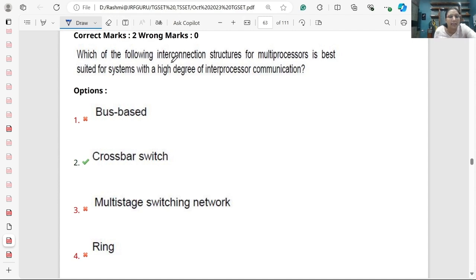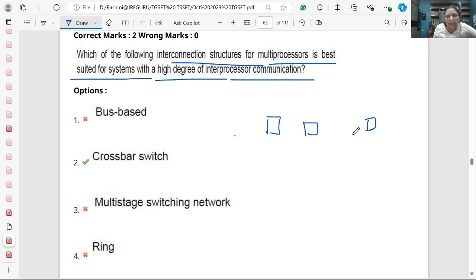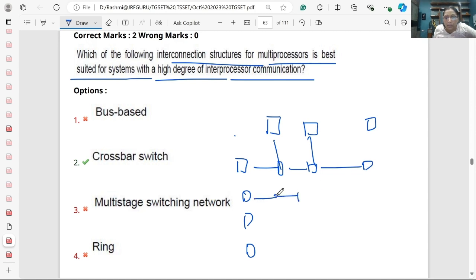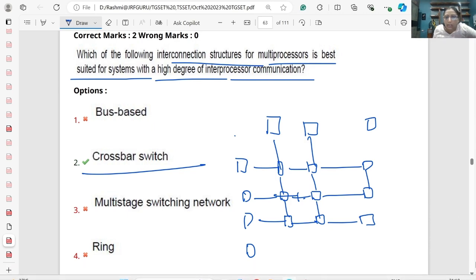Which of the following interconnection structures for microprocessors is best suited for a system with a high degree of inter-process communication? Here we want to provide a high degree of communication between multiple processors, and processor with processor. So the switch is the best network, that is called the crossbar switch. Every device, every processor can directly communicate with every other processor. So it is called the crossbar switch.